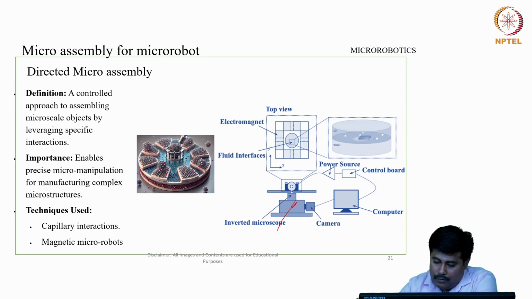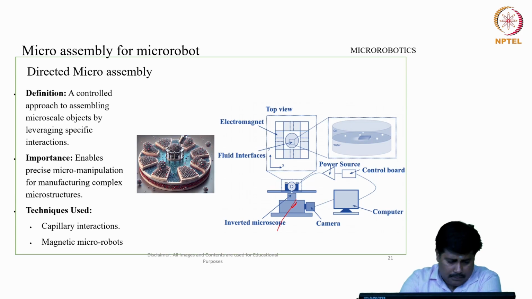Now by giving an appropriate field to this electromagnet, these fluidic interfaces will get aligned, and then it creates a kind of sub-assembly. The leveraging of this assembly is taken care of by the magnetic field which is being evolved.